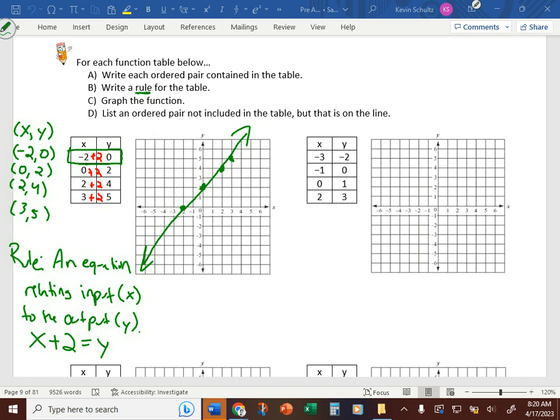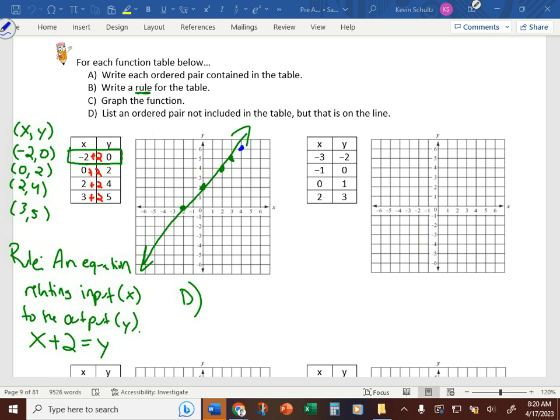And finally, letter D lists an ordered pair not included in the table, but that is on the line. What's an ordered pair this line passes through that is not included in the table? And this is where making a straight line is really going to be helpful, so you can see them. We're quickly going to realize that my line is not very accurate. But what's an ordered pair that's on the line that's not in the table? 4, 6. See, I already missed it. Look how bad that line is. But yeah, 4, 6 is correct.